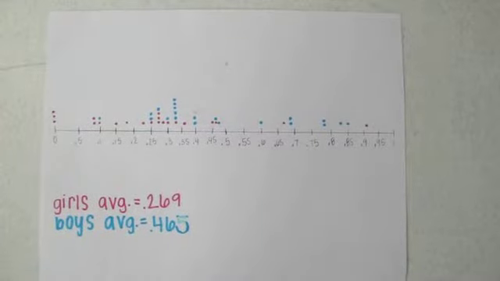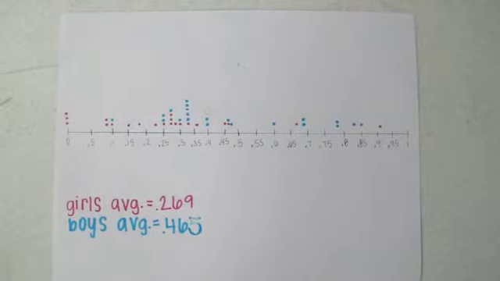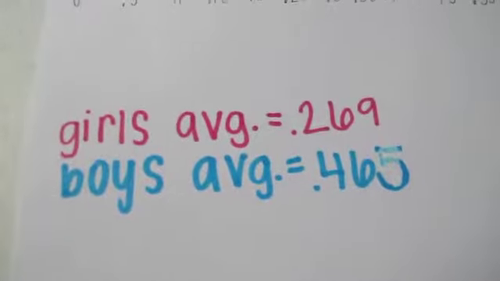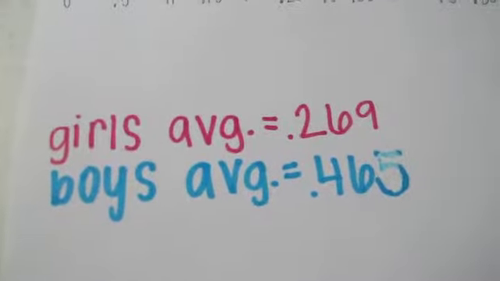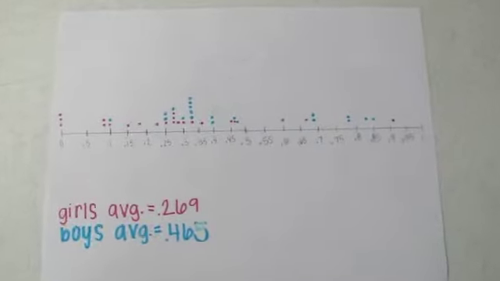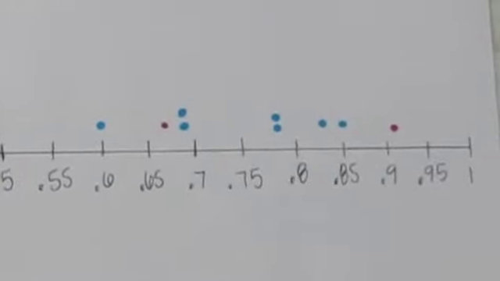We made this dot plot to show the variation of the percentage of free throws made. Boys are represented with blue dots and girls are represented with pink dots. As you see, the boys' average was 0.465 and the girls' average was 0.269. Although the boys scored 20% higher than the girls, our highest percentage of free throws made was by a 7th grade girl with an accuracy of 91%.